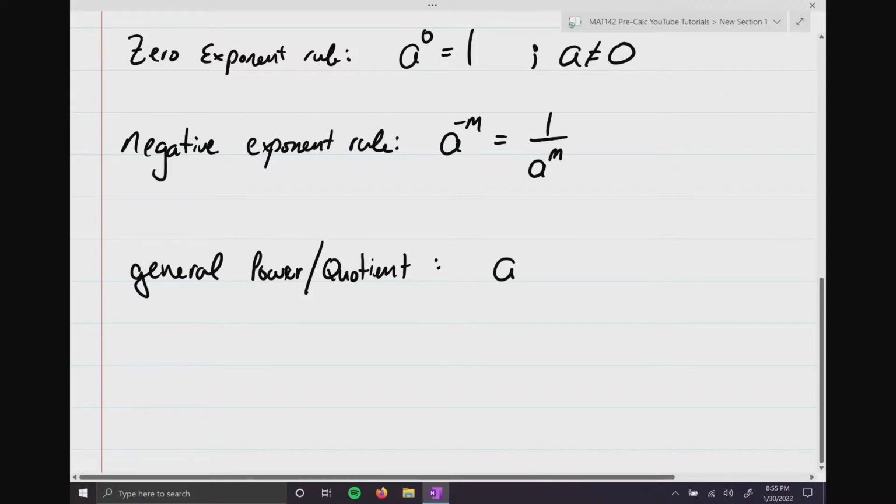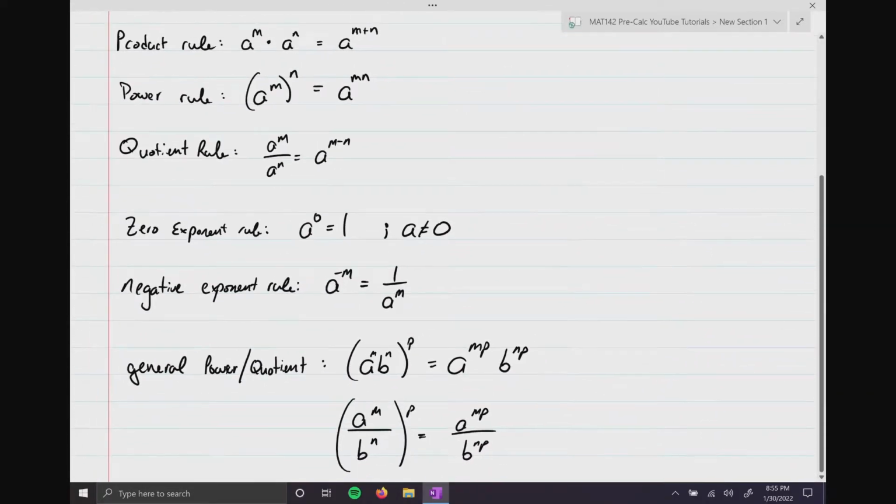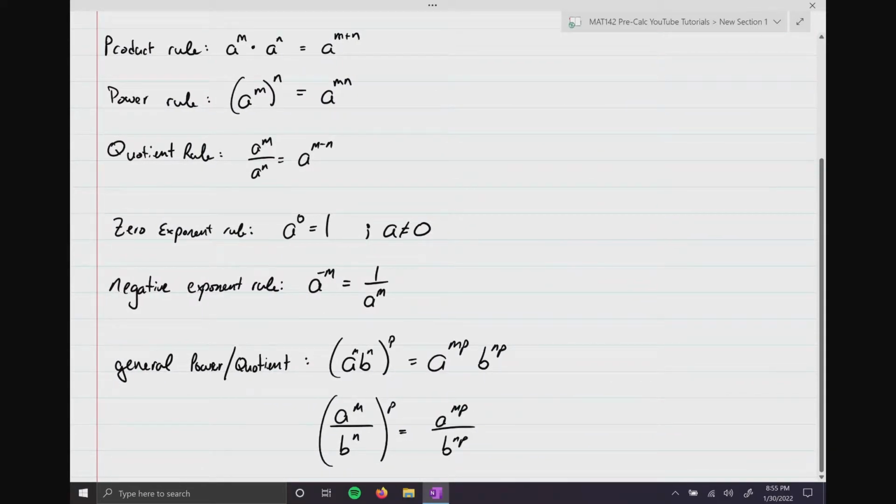So let's say you have more than one factor inside a set of parentheses, and they have exponents, and they're all being raised to another exponent. Well, what you're allowed to do then is you can bring that exponent inside just by multiplying them together. And then the same thing also applies if you have a quotient. You could just go ahead and bring that power inside as well. Okay? So let me zoom out here just to summarize real quick. We have a product rule, power rule, quotient rule, zero exponent rule, negative exponent rule, and then a general case of the power and product, or the power and quotient. So let me show you how these work in a couple examples.